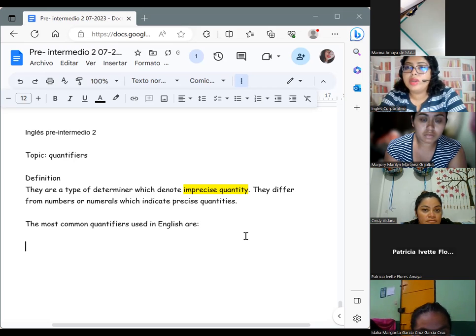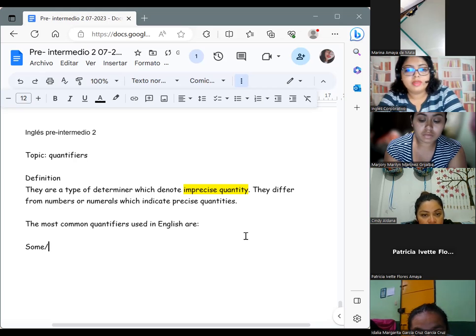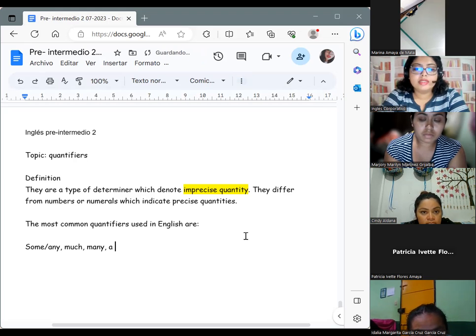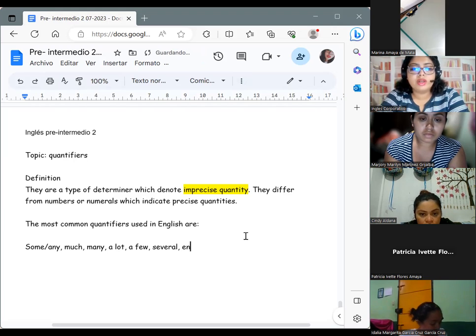Okay, here we are going to see what are the words that we are going to use in this category. In this case, we have some, any, much, many, a lot, a few, several, and we have also enough.